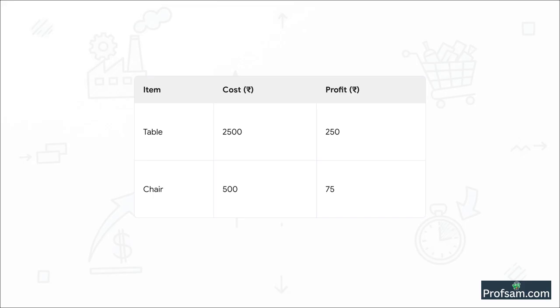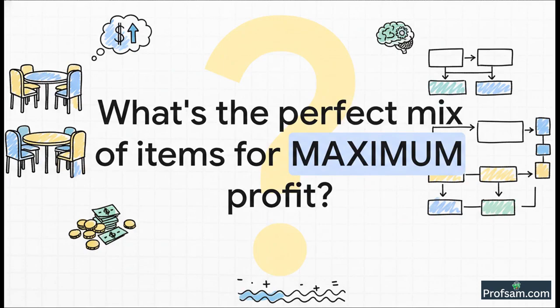Well, he deals in just two things: tables and chairs. As you can see, a table costs him 2,500 rupees and he makes a profit of 250 rupees on it. A chair is much cheaper. It costs 500 rupees and gives him a profit of 75. So, this brings us to the big question, the main mission. With his limited money and limited space, what is that perfect combination of tables and chairs he should buy to make the absolute maximum profit possible?